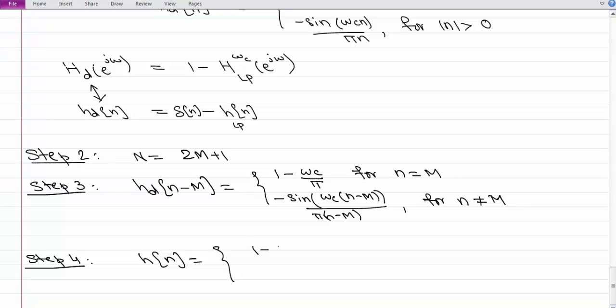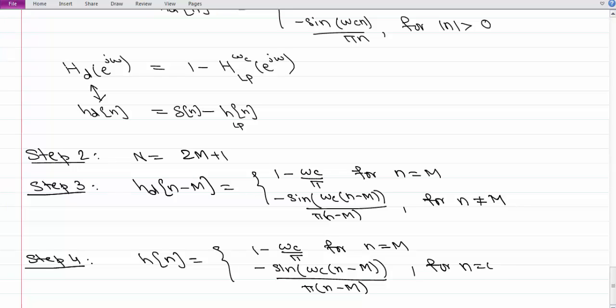So it is 1 minus omega c over pi for n equal to M, because M is less than N minus 1. It is minus sine of omega c (n minus capital M) over pi (n minus capital M) for n equal to 0, 1 up to N minus 1, except n equal to M, and it's 0 otherwise. Okay.